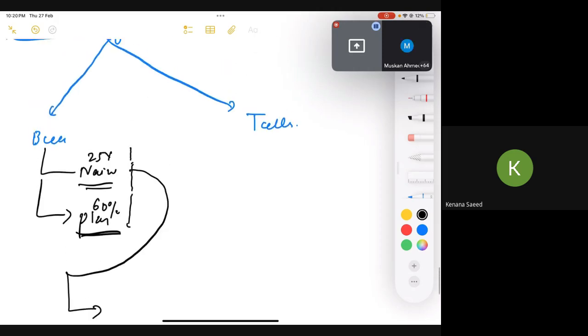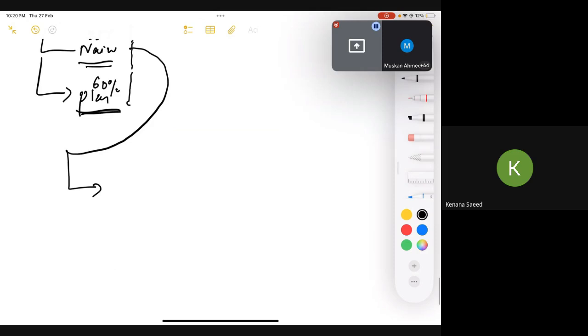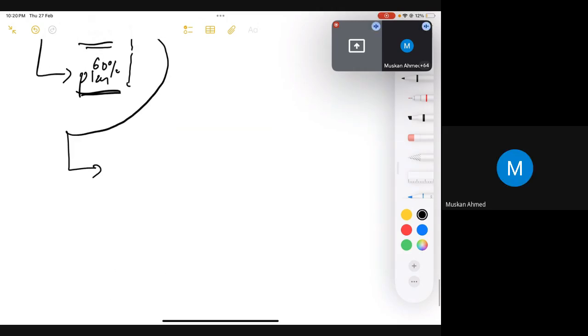We are discussing chronic lymphocytic leukemia specifically of B cells, and to be more specific, of naive B cells. Is that clear? Okay. So first of all, let's discuss what presenting features we are going to see.